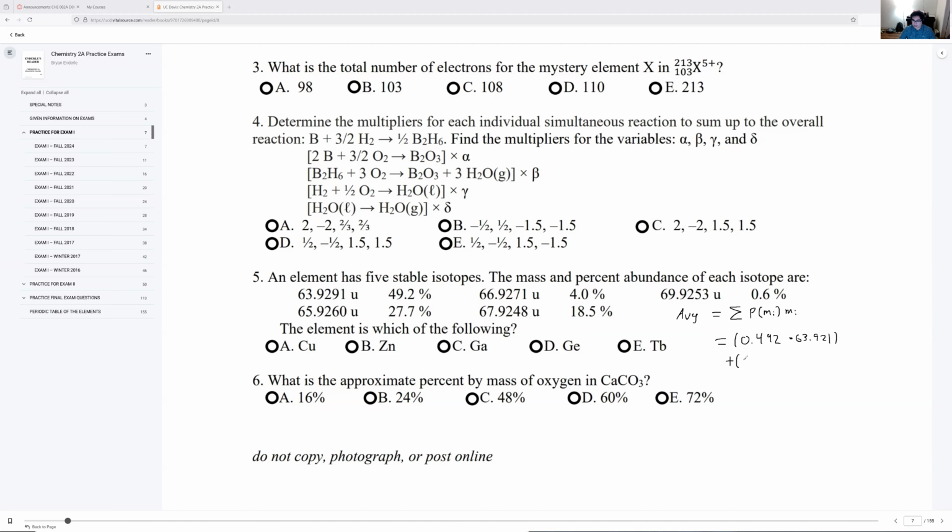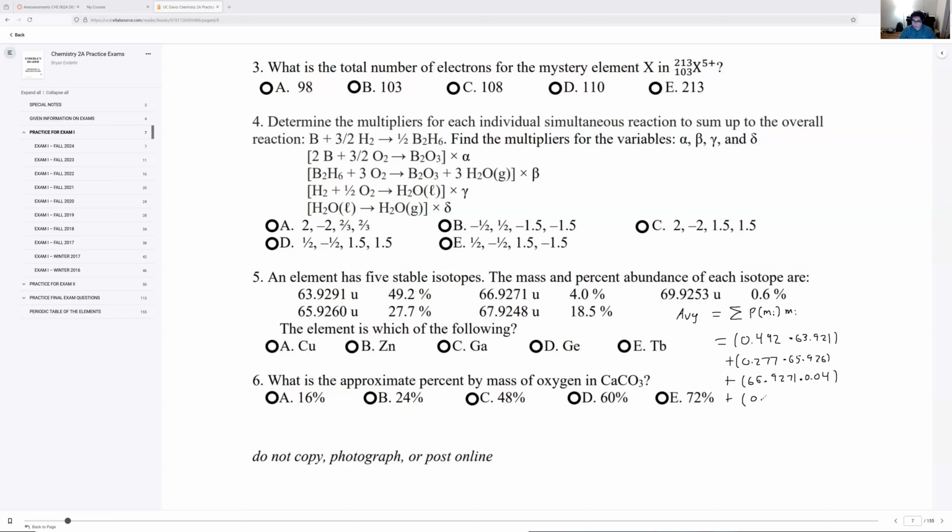Plus 0.277 times 65.926 plus 66.921 times 0.04, not 0.4. And I mixed the order up here, right? But it's multiplication, it's commutative, so it doesn't matter.